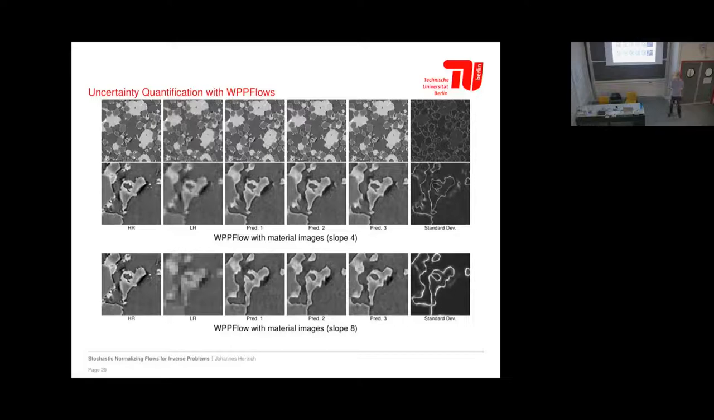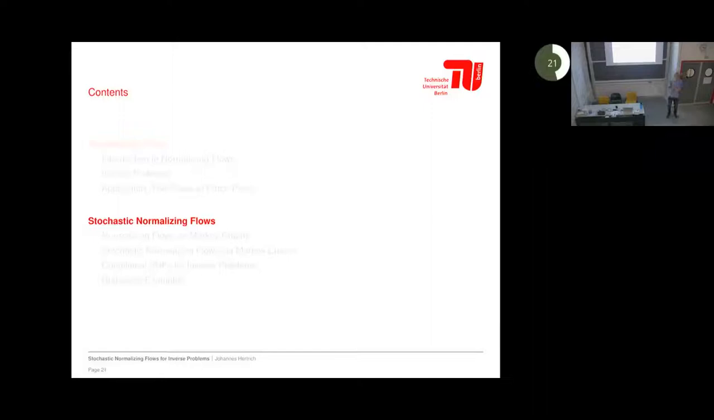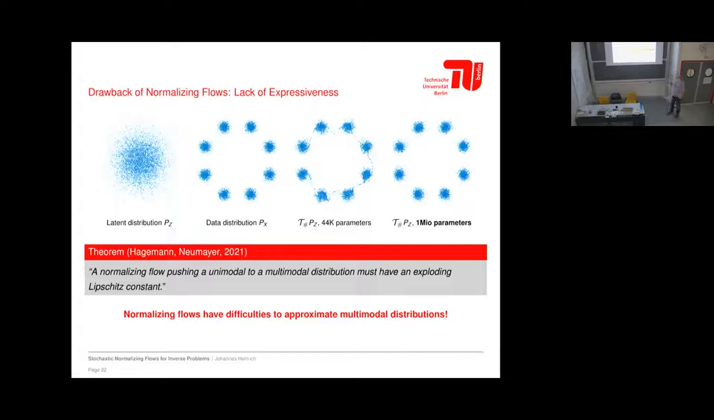Okay, now we have seen that we can do great things with normalizing flows. So one could wonder, why do we even need stochastic normalizing flows? And the problem is the following. If I have a multimodal data distribution as these modes here and a unimodal prior distribution, for example, a standard Gaussian here, and I train a normalizing flow with a reasonable number of parameters, it usually happens something like this here. So we capture roughly the data distribution, but there are always these connections between the modes here. And we have to increase the number of parameters and the training effort a lot to get a more reasonable reconstruction here.